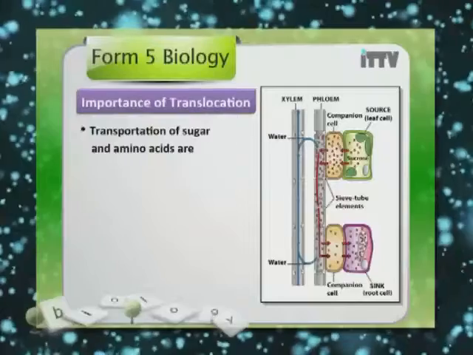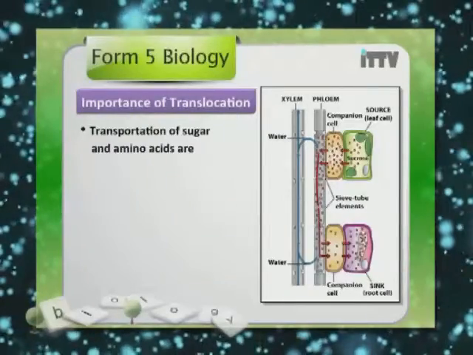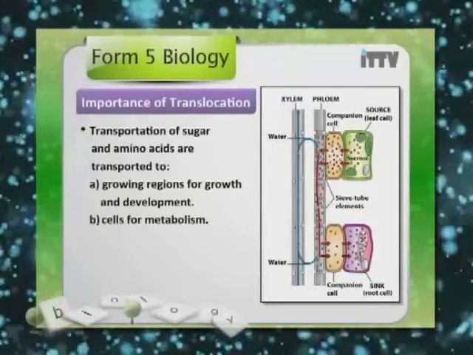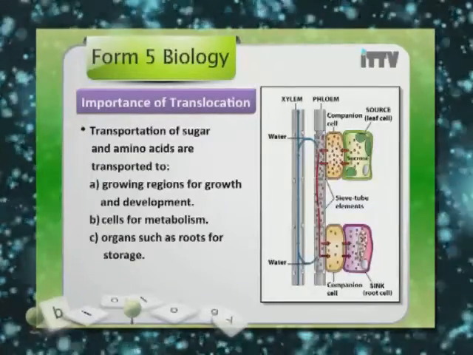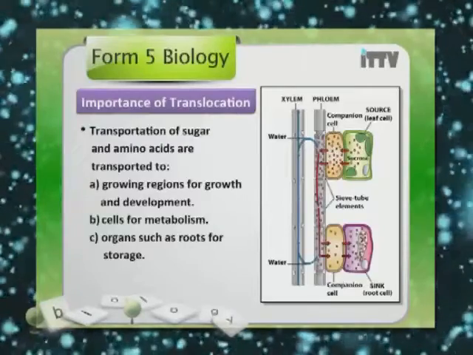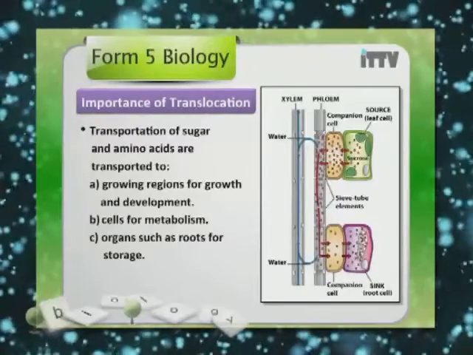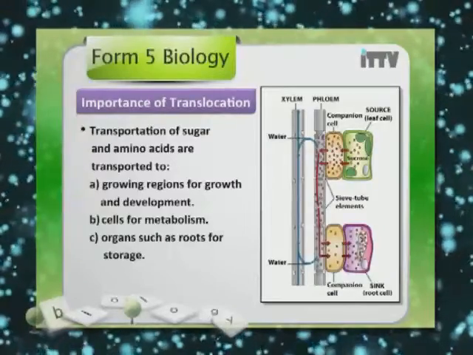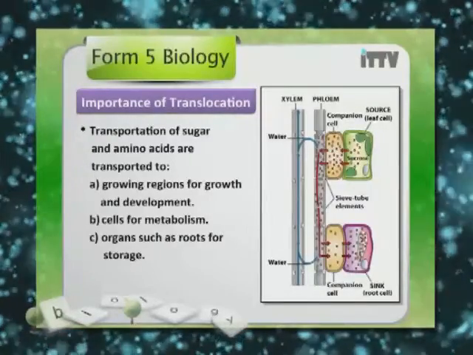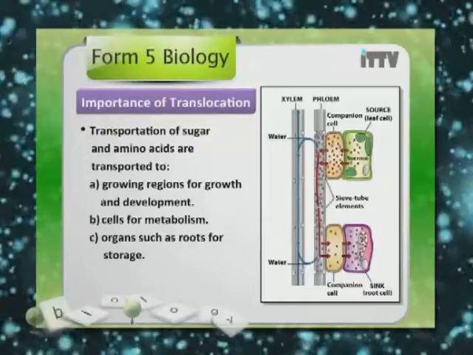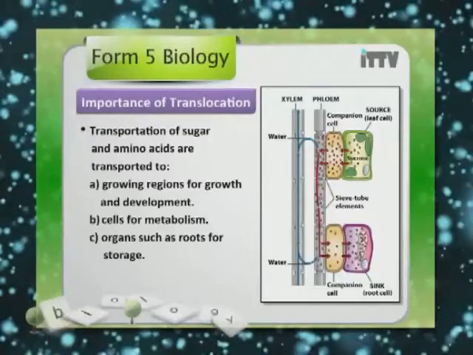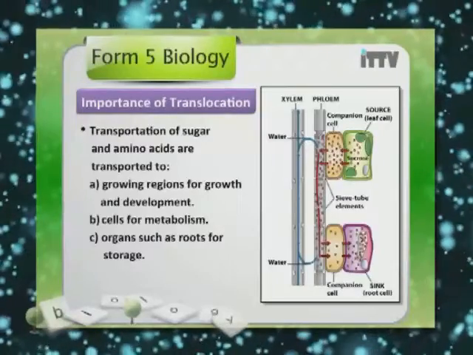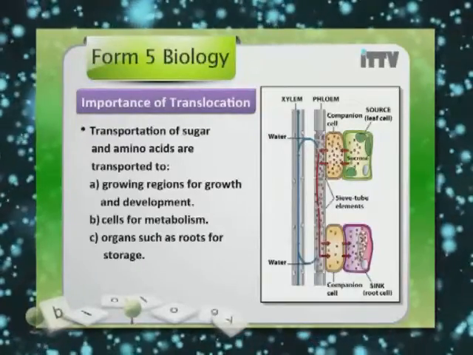Now moving on. Sugar and amino acids are transported to growing regions, for growth and development, to cells for metabolism, and to organs such as roots for storage. If you refer to the diagram again, some of the organic substances will be stored in the roots for storage purposes, and of course they will also be used by cells like companion cells for metabolism, because companion cells are rich in mitochondria, so they constantly need to use energy in the form of ATP.